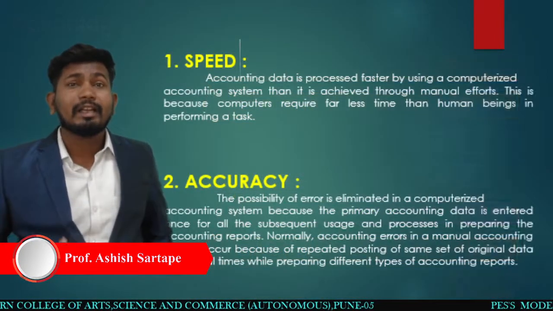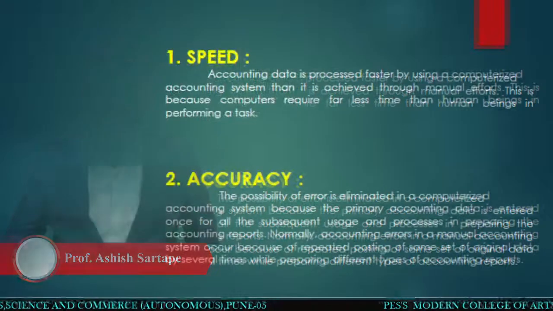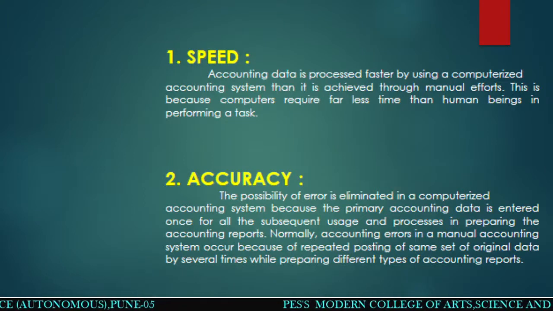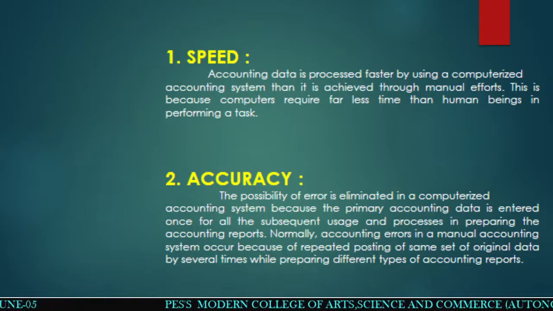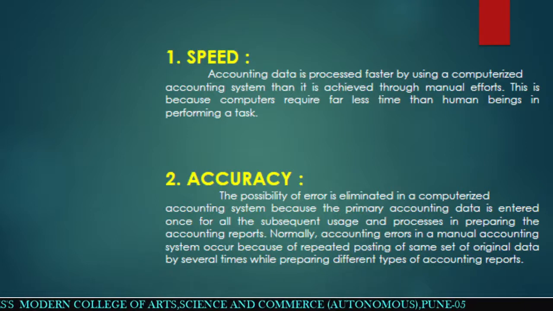The first one is speed. Accounting data is processed faster by using a computerized accounting system than is achieved through manual efforts. This is because computers require less time than human beings in performing a task.